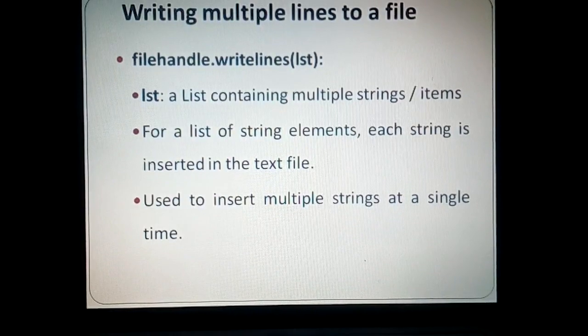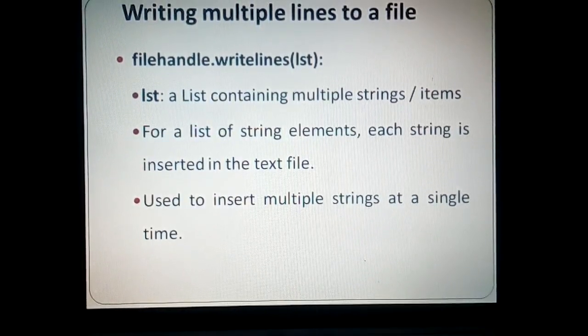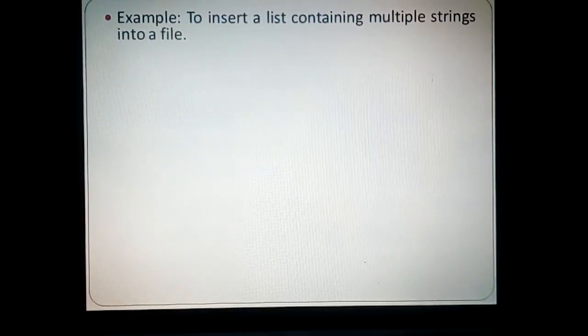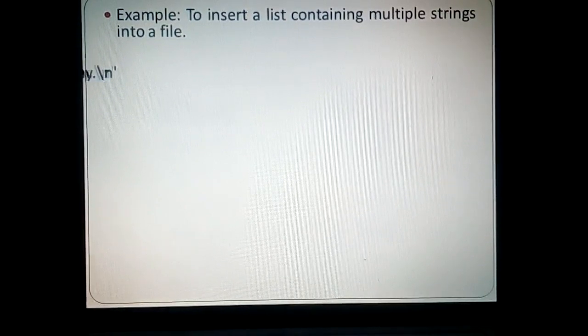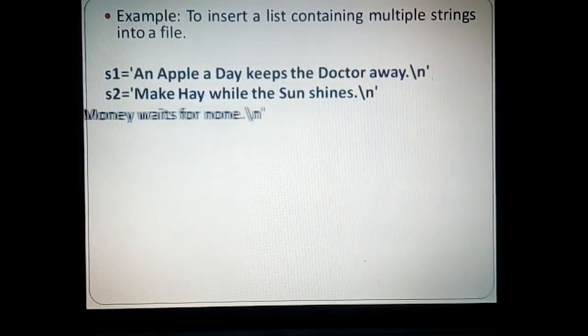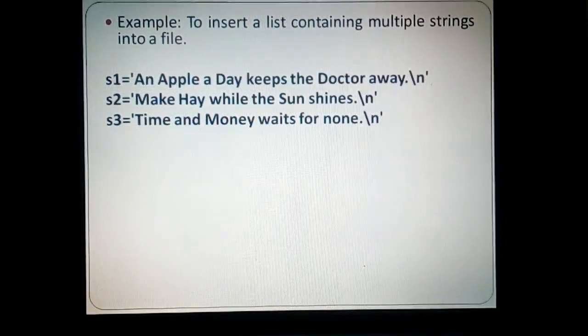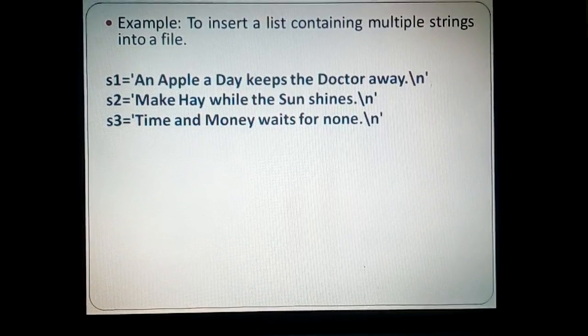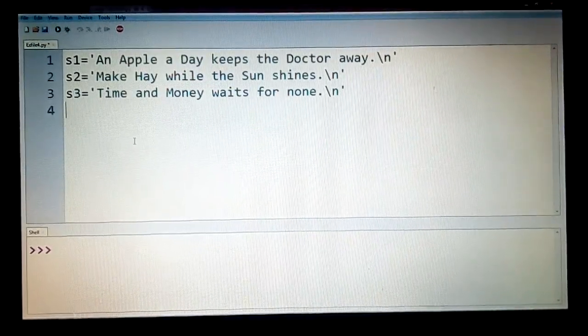Now if you have multiple lines here, then you can add those lines to the list and then subsequently add it to the file. So let us see with a demo, so it gives you better understanding. For example, to insert a list containing multiple strings into a file, let us assume that the strings are these three strings, that is s1, s2, s3, and we need to add it to the file. So how do I add these three strings? By using the list concepts. Now these three sentences are added here.